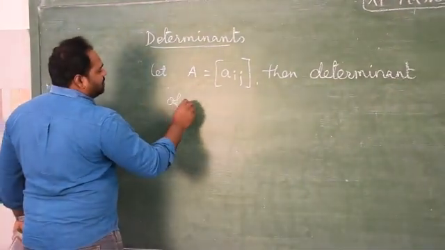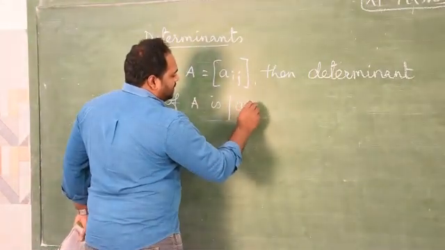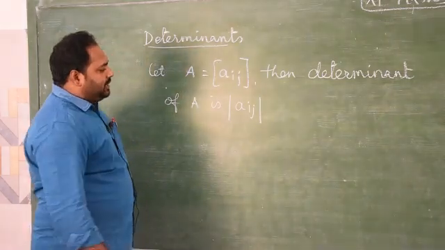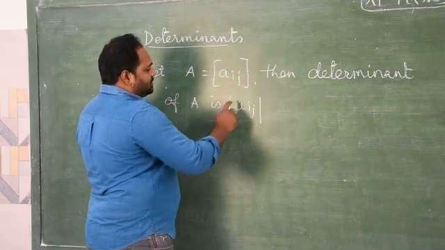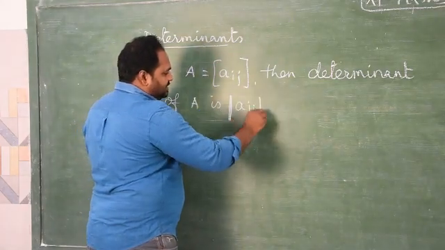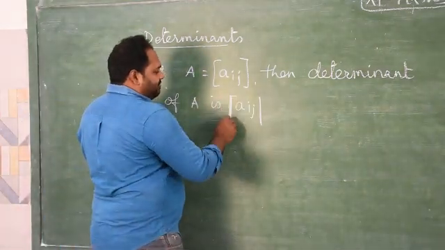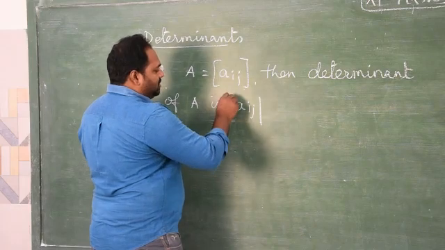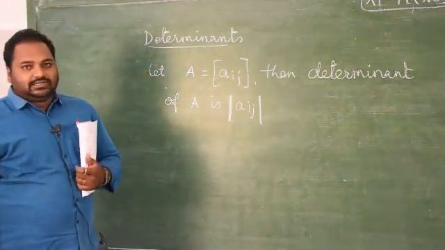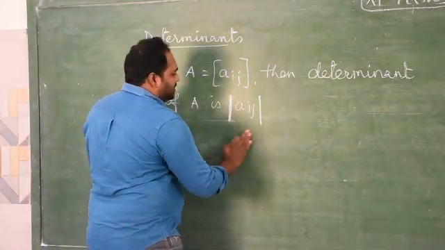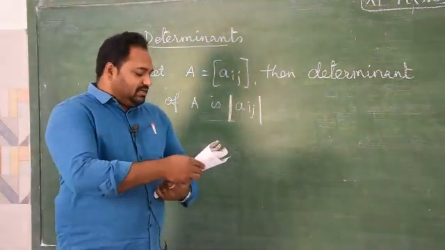Determinant of A is supposed to be written in lines. If a matrix is supposed to be represented in the box, the determinant is supposed to be in straight lines like this, like a modulus. You should not put the bracket for determinant. That is wrong. Determinant you have to write within the straight lines. It's like a modulus. So this is the general way of writing determinant.